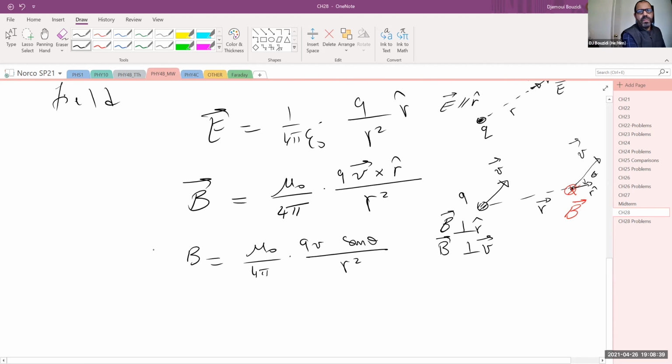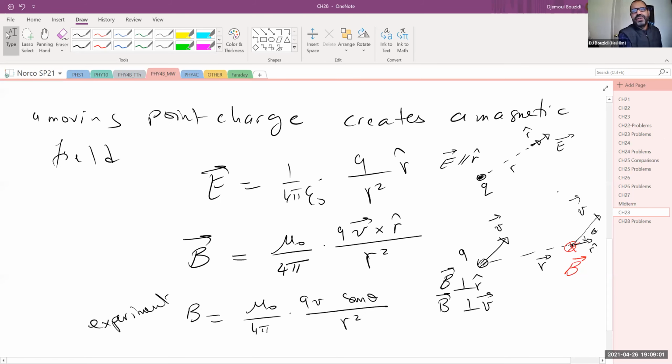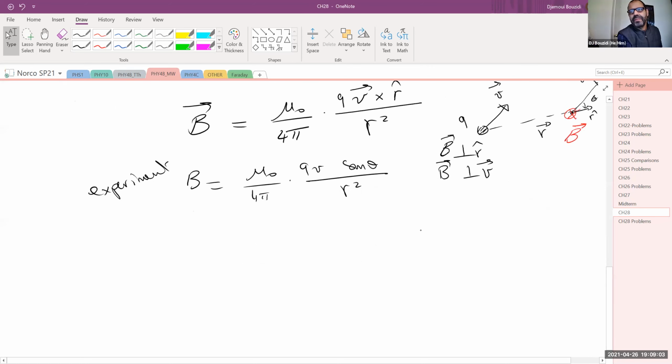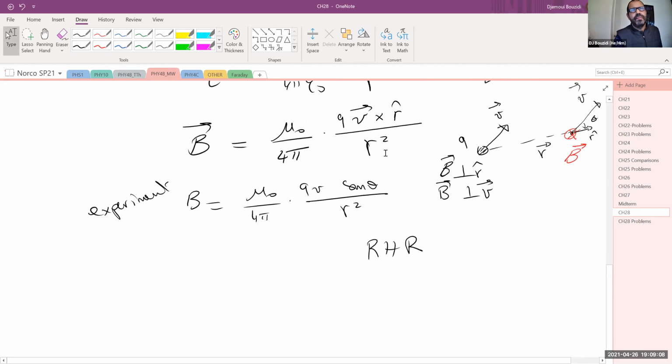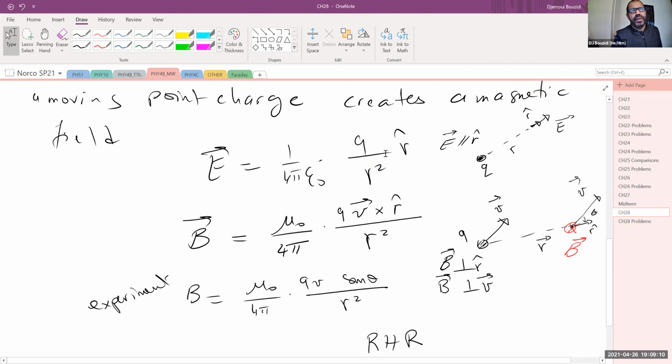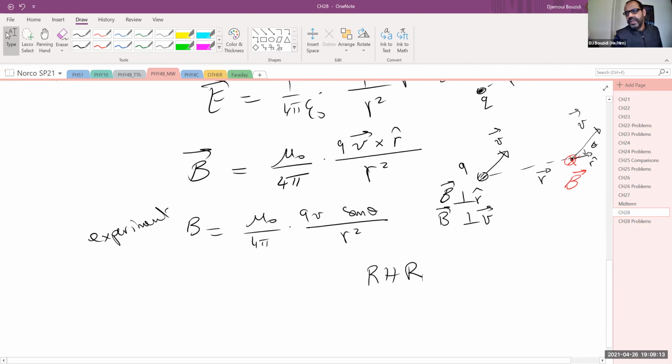Again, this is an experiment. So this thing in here is really different, big time, from the electric field in terms of direction. This cross product really messes up things big time. Okay. So in here, the direction is given by the right-hand rule again. So this expression for the magnetic field is a little bit more complicated than the one for the electric field.